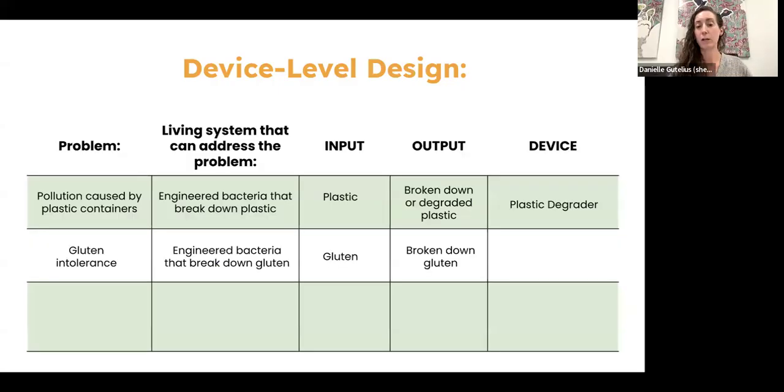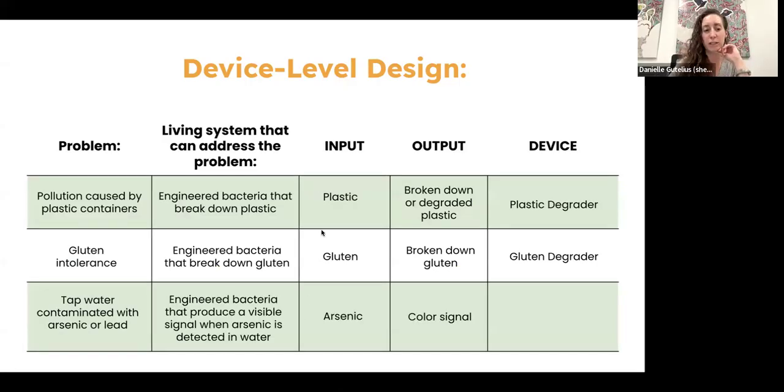Okay, let's do another example, then I'll ask you guys to do the last one. Let's do our gluten intolerance. So our input's gluten, and we want our output to be broken down gluten. So that mystery box inside of our cell, we can call a gluten degradator. Okay, it doesn't have to be super specific yet.